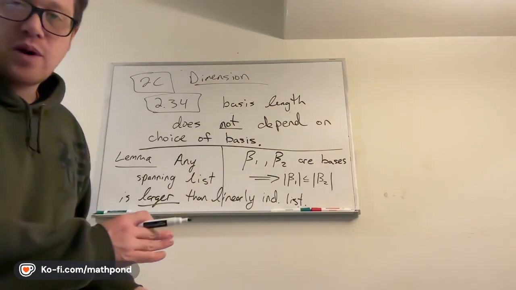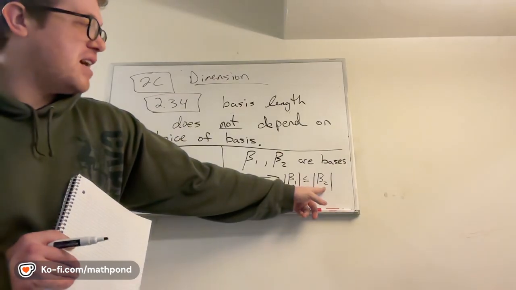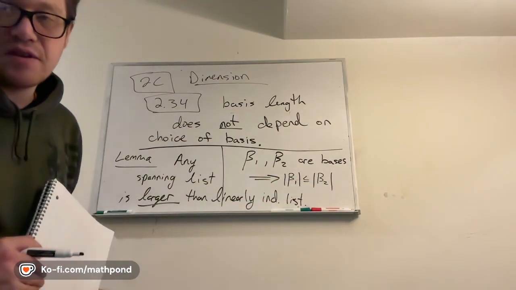Right, so if there are no questions about this, beta 1 is smaller than beta 2 in size, but beta 2 is also smaller than beta 1 for the same reason. Therefore, they have the same size.